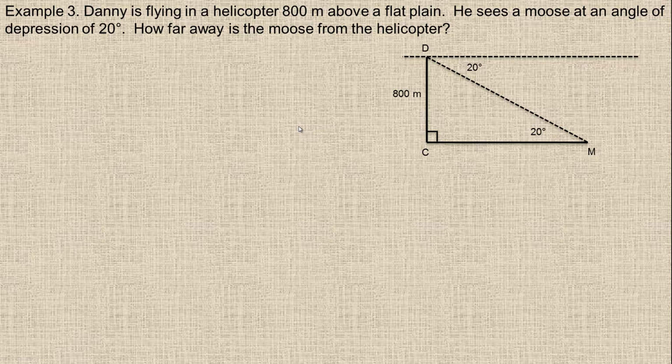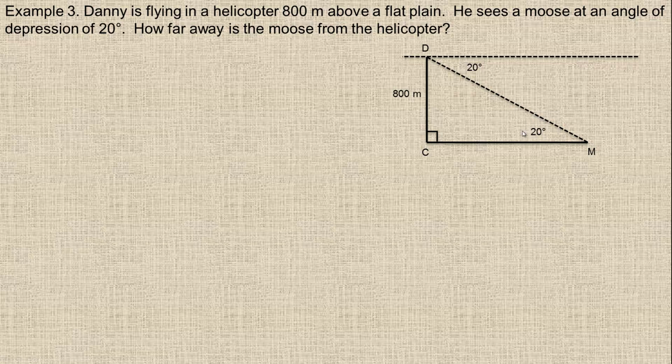In example 3, Danny is flying in a helicopter 800 meters above a flat plane, so D represents where Danny is. So when I draw this triangle, I would have this vertical side, that's 800 meters, he's above the ground, above the flat plane. And he sees this moose at an angle of depression of 20 degrees. So here's his line of sight, so he sees the moose. The moose is at M. And the angle of depression is with this horizontal line, which is his flight path, and his line of sight. And remember, angle of depression is the same as angle of elevation. If you were the moose looking up at Danny, then this would also be 20 degrees here.